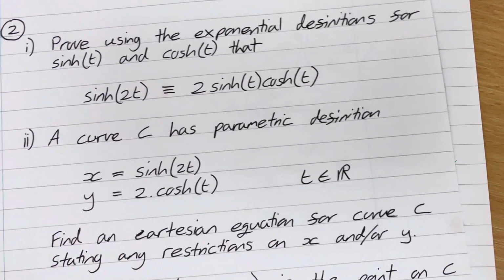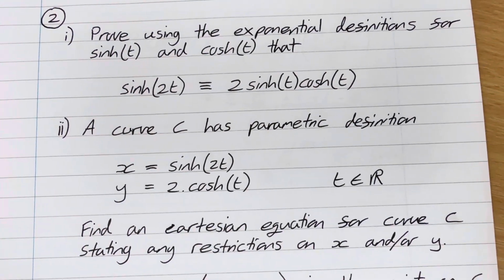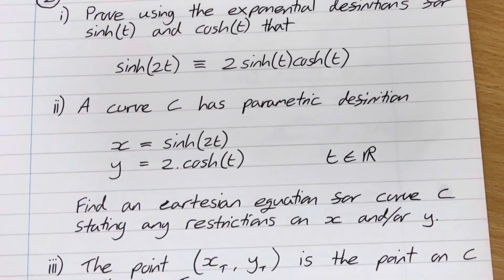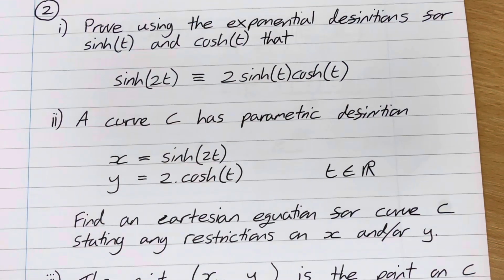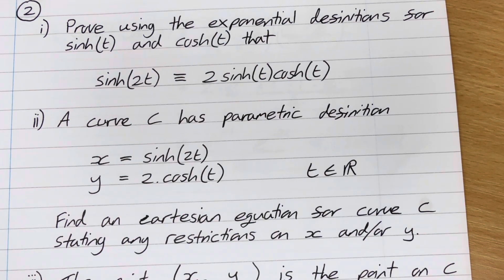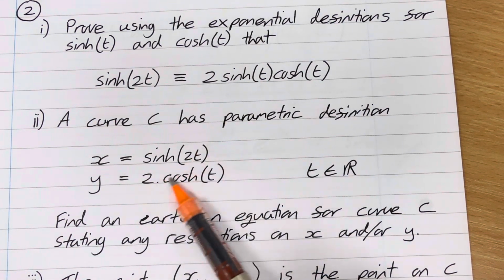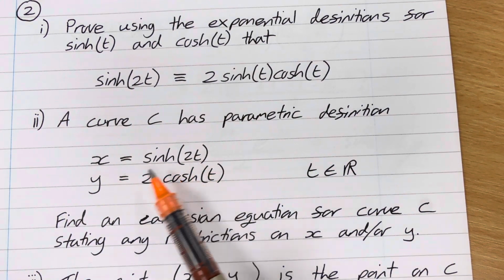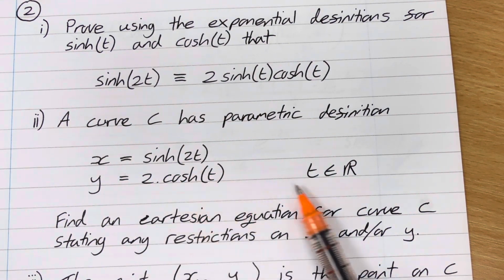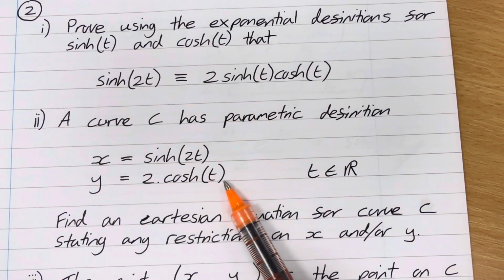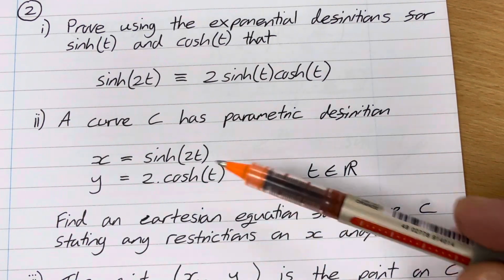Part 2. A curve C has parametric definition, x equals sinh 2t and y equals 2 cosh t. And we're going to find the Cartesian equation for the curve, stating any restrictions on x and or y. So what we've got here is x is defined in terms of the parameter, y in terms of the parameter, and we're told the parameter is any real number. Okay. We need to eliminate the parameter from these 2 equations.